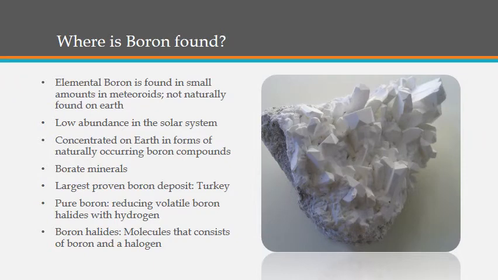Now that we've talked about the history and the properties of boron, you might be wondering, how does this element interact with humans? Where is it found? So now let's talk about where boron is found. Elemental boron, boron atoms that are not attached to any compounds, is not naturally found on Earth. These boron atoms are found in small amounts in meteoroids. Boron as an element itself has a really low abundance in the solar system and in the Earth's crust. Boron is concentrated on Earth in forms of naturally occurring boron compounds, the borate minerals.